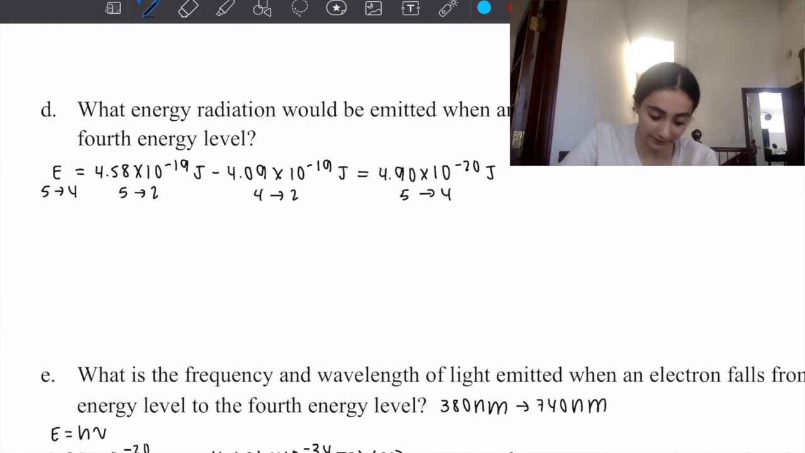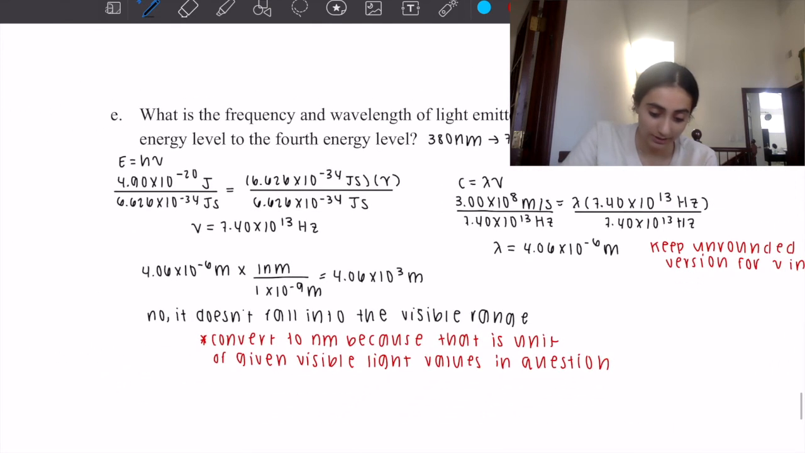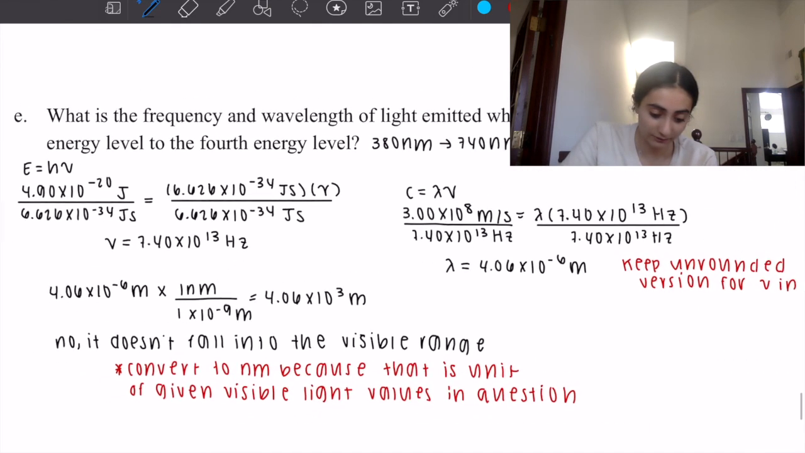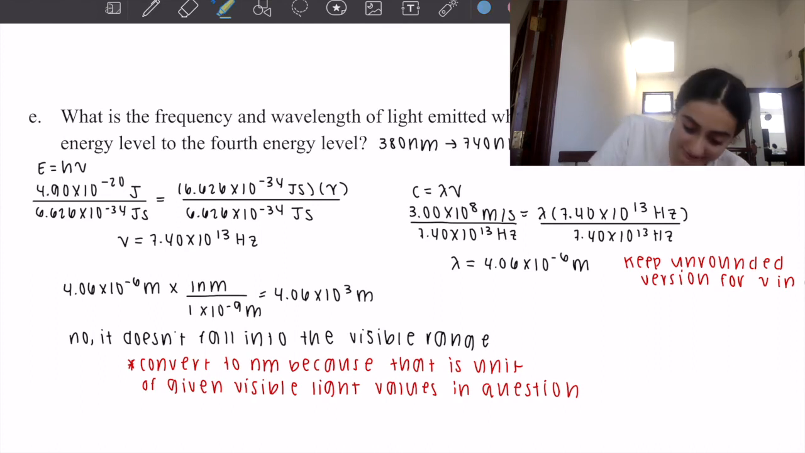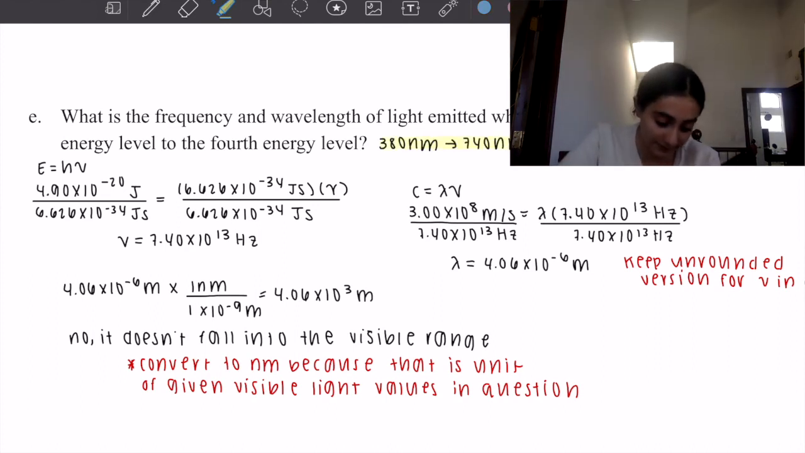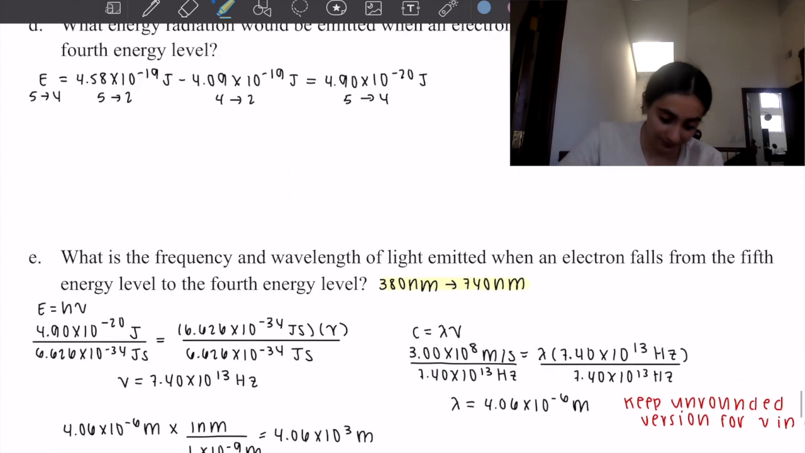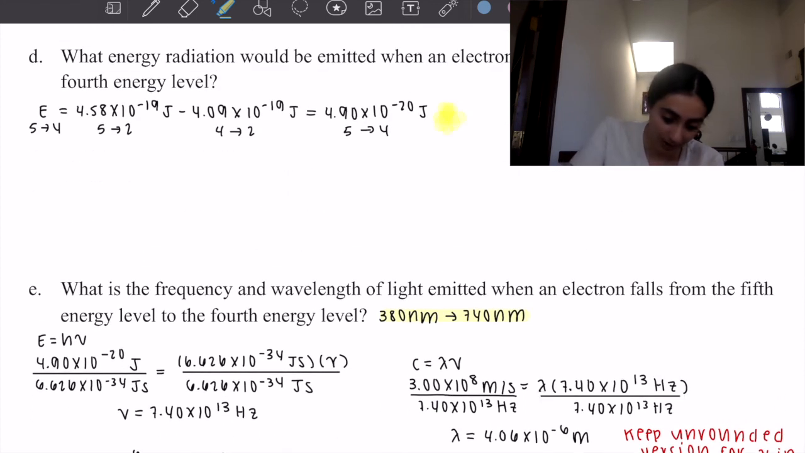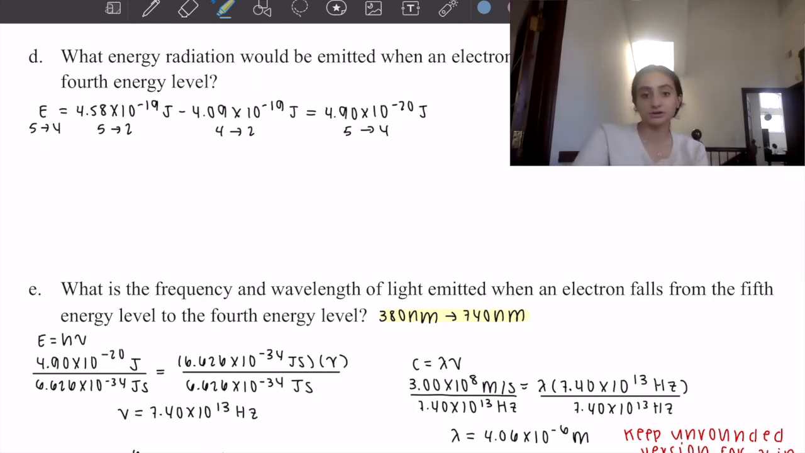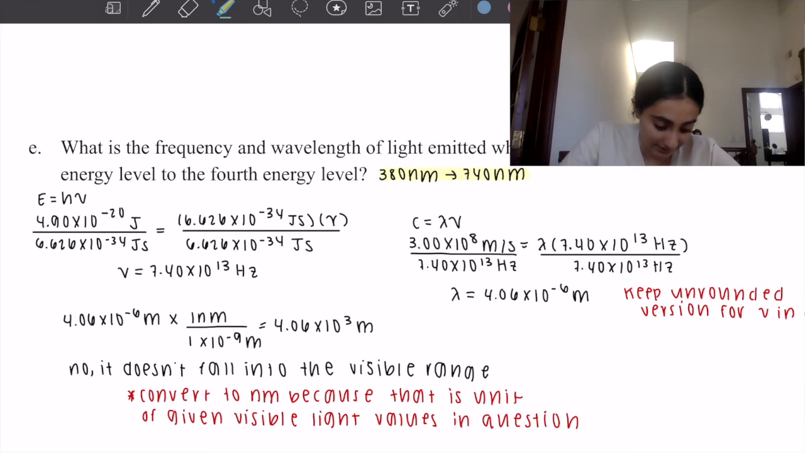Now let's find the frequency and wavelength of light emitted when the electron falls from the fifth energy level to the fourth energy level. Reminder, we're trying to get in this range. Okay, so our first step is to determine the frequency. That's just what I chose to do first. So I wrote the energy that I got from this problem, making sure to keep all the unrounded versions in my calculator for this whole problem, dividing both sides by 6.626 times 10 to the negative 34th joule seconds to get the frequency, 7.40 times 10 to the 13th hertz.